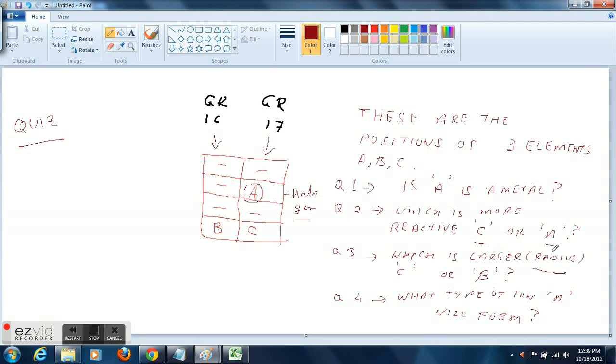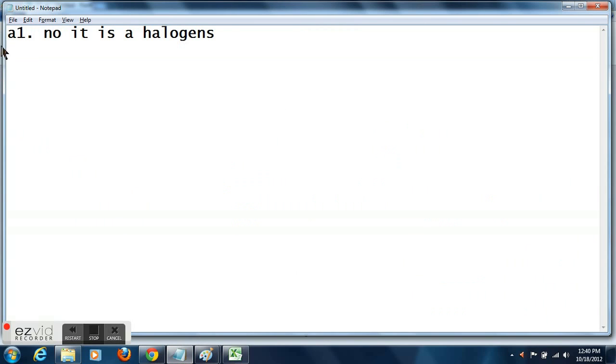Question number 2, which is more reactive, C or A? Now again you see it is in group 17, and we know that in group 17, that is the group of electronegative elements, as we go down the group the reactivity reduces, which is just opposite to group 1 where reactivity increases. Here in group 17, as we go down the group the reactivity will reduce. So between A and C, which will be more reactive? Definitely A will be more reactive because A is more electronegative. A will have a higher tendency to acquire electrons. C will be less reactive.